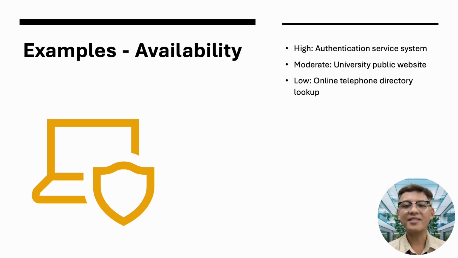Low availability assets could include online telephone directory applications or informational resources that users occasionally access. If such services experience brief outages, users may find it inconvenient, but alternatives such as printed directories or other communications methods are usually available, reducing the overall impact of these disruptions.